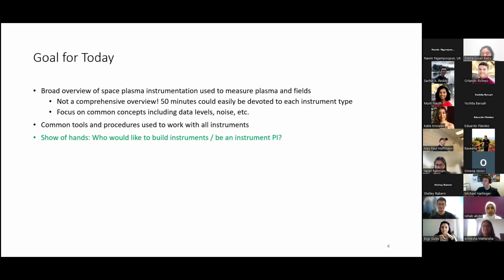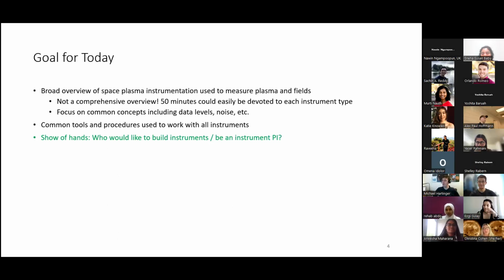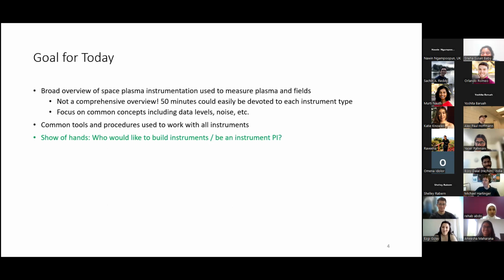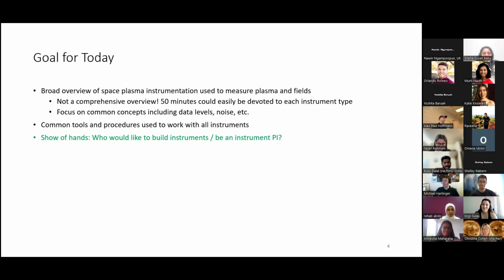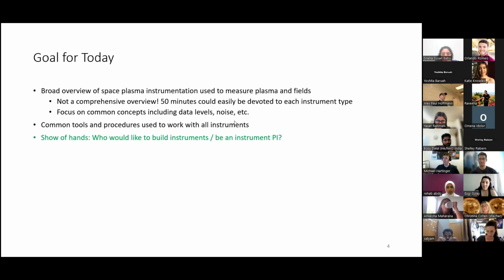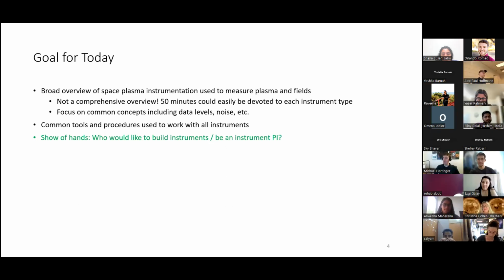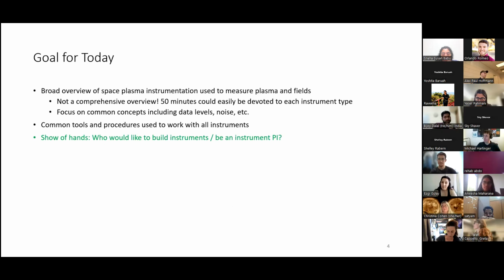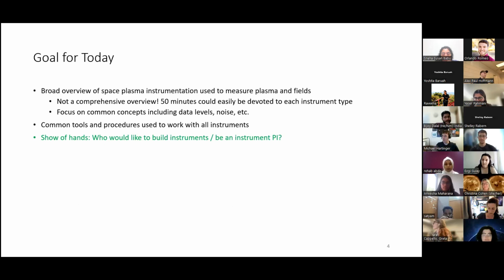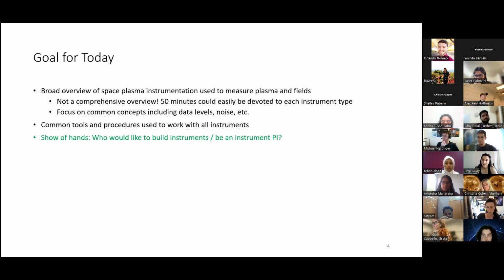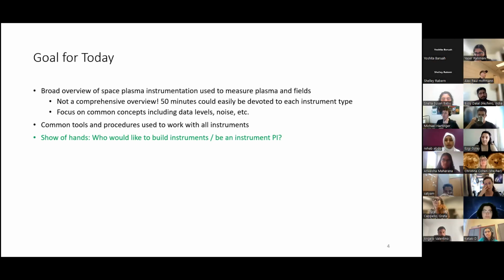Some people are probably like, no, I don't want to build an instrument, but I'll just use the data, which is fine. Great, so we have some future PIs, future instrument designers, which is great. So I'm going to try to gear this talk to all the different groups here. I see Dan says I'm on the fence about that. It's one of those things that once you get your feet wet with data, you'll get the sense of whether you want to delve into the world of building instruments or not. And I'll have some thoughts on that.